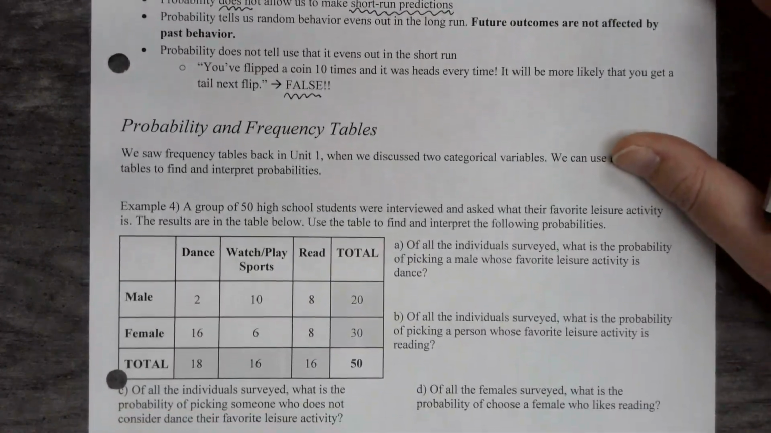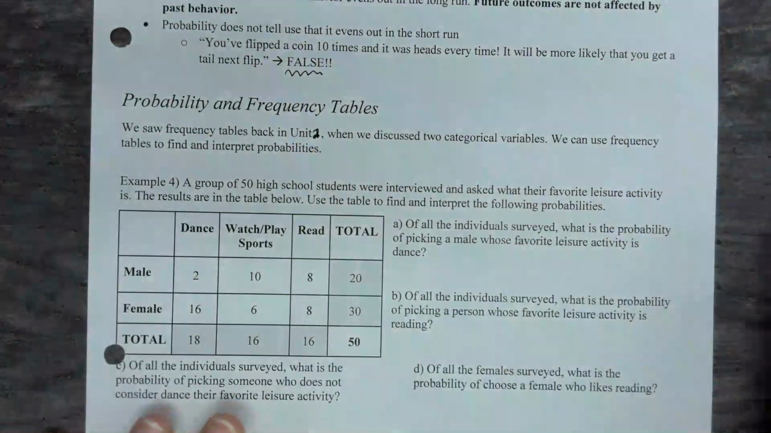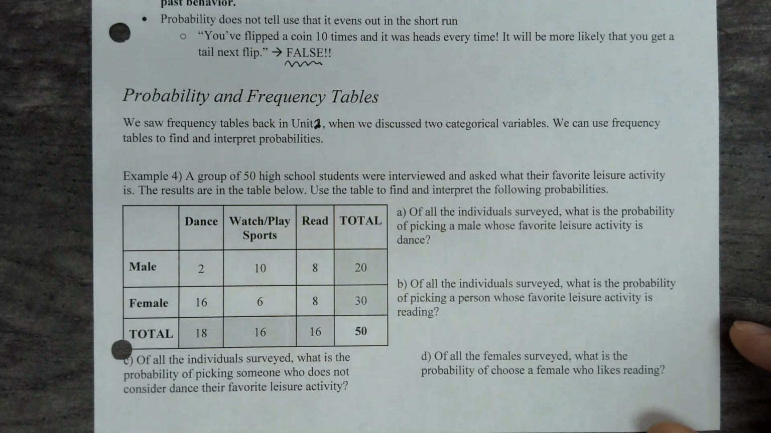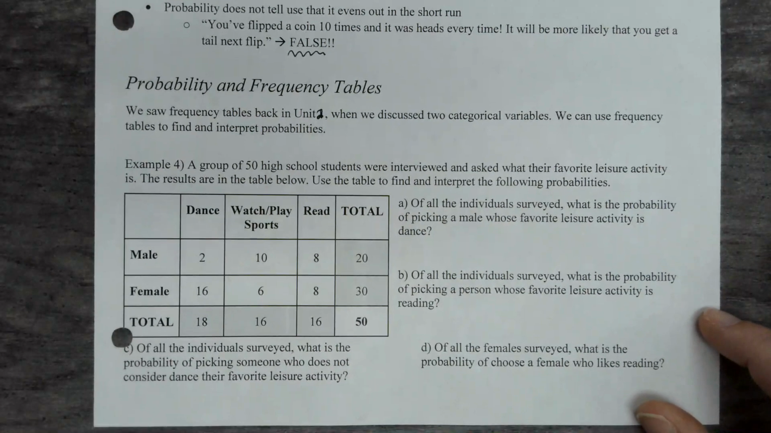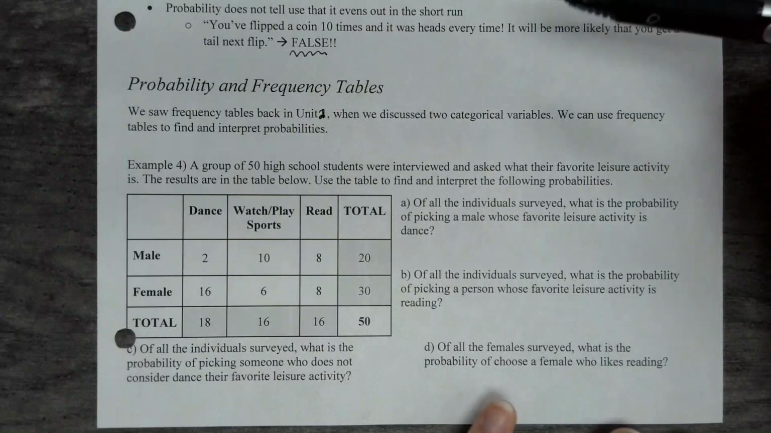And we talked about frequency tables back in unit 2, when we discussed two categorical variables. We can use frequency tables and interpret probabilities that way. So we have a group of 50 high school students that were interviewed, and they were asked what their favorite leisurely activity was, and whether they were male or female was also put into that survey.